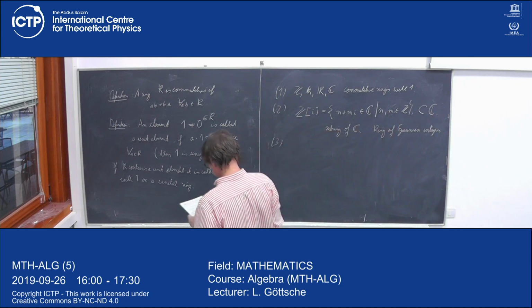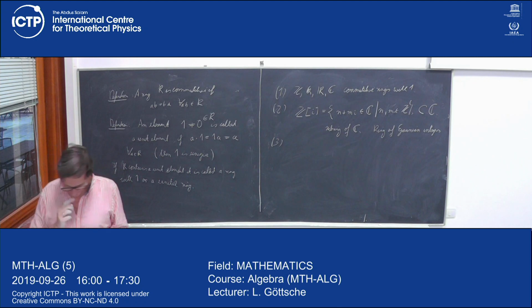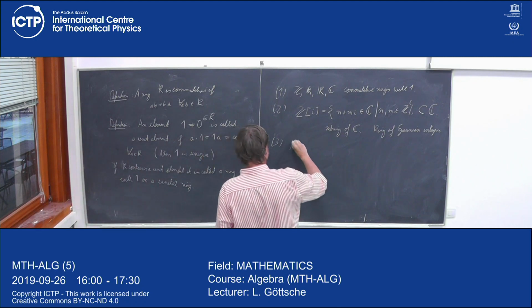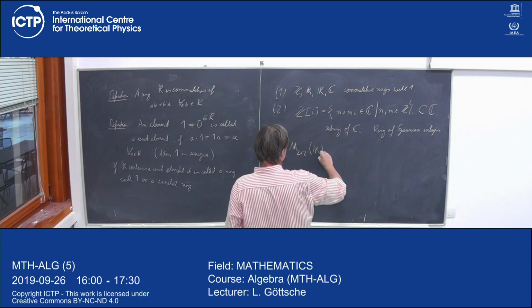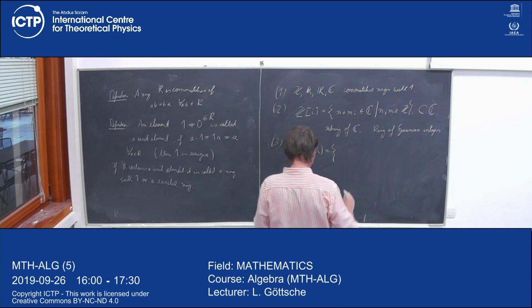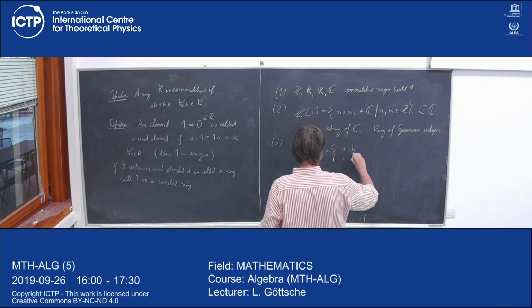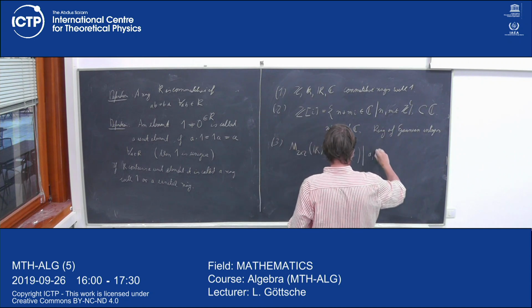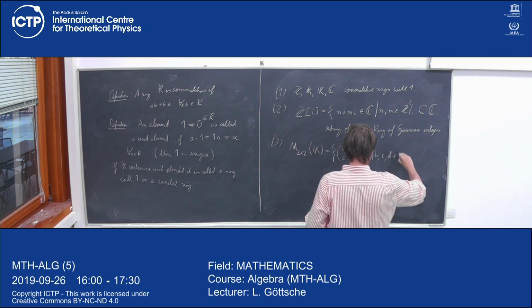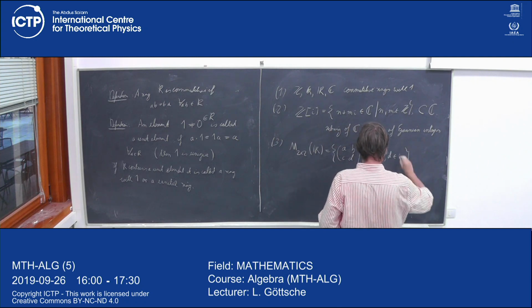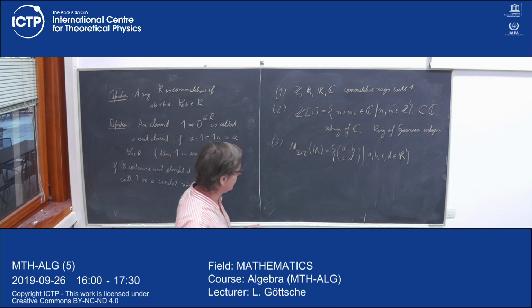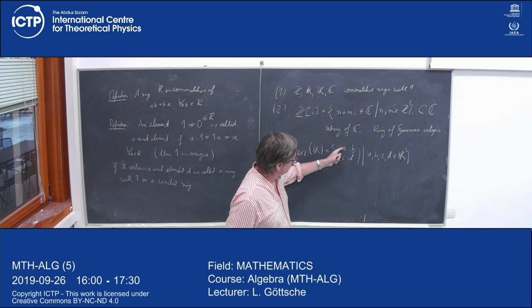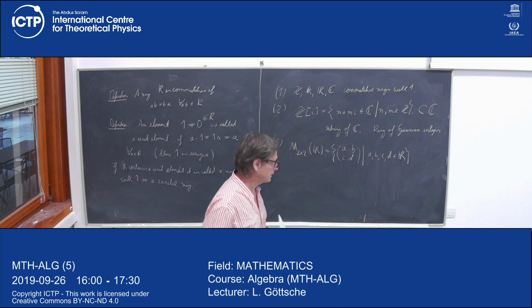Then let's look at a non-commutative example. For instance, if we take the 2 by 2 matrices with coefficients in R as an example. As you know, we have just these matrices. This is a ring with matrix addition, so you add the same components, and matrix multiplication, which you know from linear algebra.